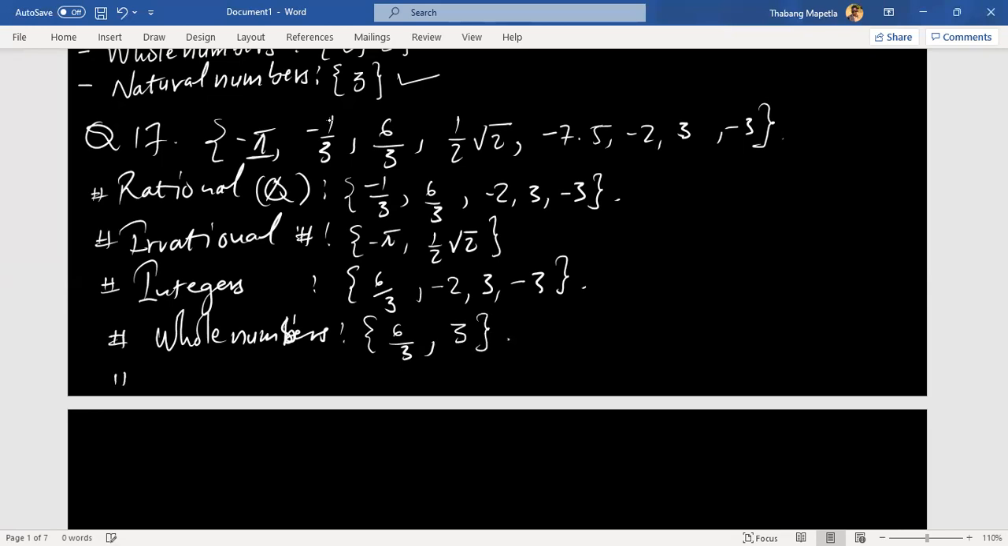And then we have the next set, which is natural numbers. These are counting numbers. Whole numbers, remember, are counting numbers including 0. So there is no 0 there, which means that whole numbers are going to be the same as natural numbers. So 6 over 3, it's a 2, and then 3, it's a counting number. So this is how they are classified. I guess we are good with that, and then let's move on to the next page with the next exercise.